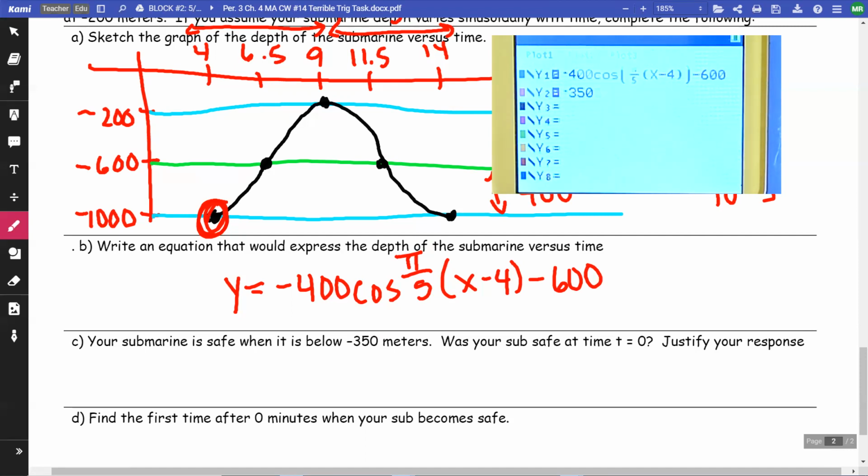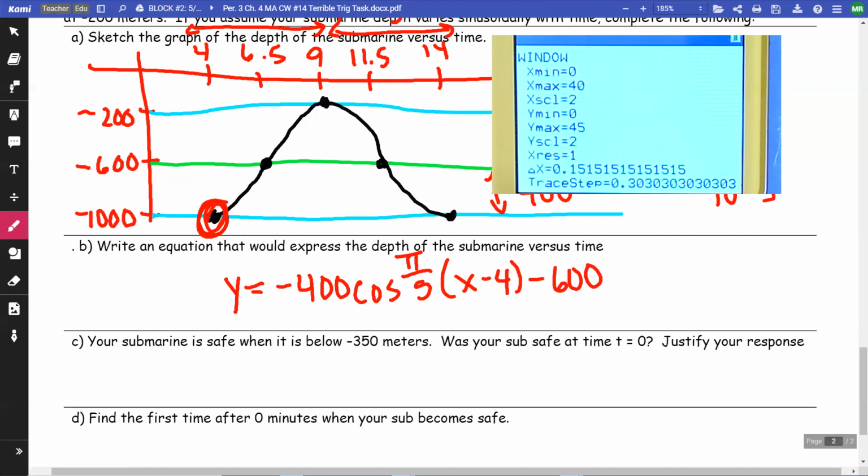I'm definitely going to change my window. So my minimum, they want to know at t equals 0. So maybe I go to like negative 5, so my 0 is not on the edge of my graph. And let's say I go to 15 because this went to 14. And I can go by ones. My y's, I need to go down to negative 1,000. So let's say go to negative 1,010, something like that. My maximum's negative 200. So let's say we go to negative 190. And let's say we go by hundreds. And then we hit graph.